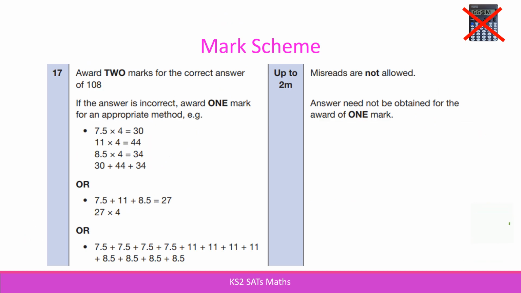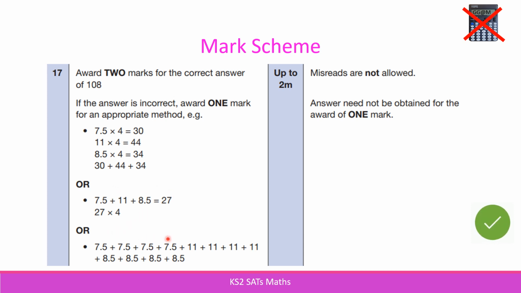The mark scheme on this question shows lots of different methods. Now the method I used was this first method here, multiplying each of the sides by 4, then adding them together. Or you could have just added up all the values, all the different sides together first, and then multiplied that answer by 4, which will give you the same.